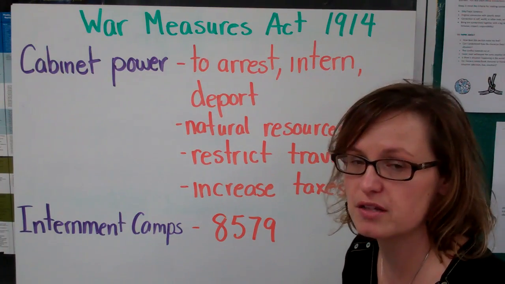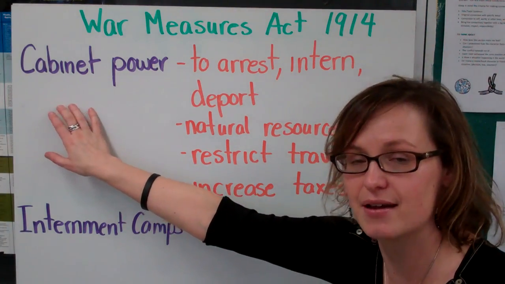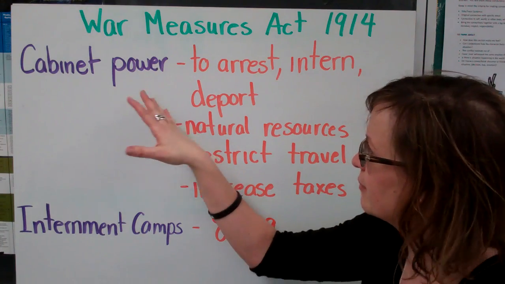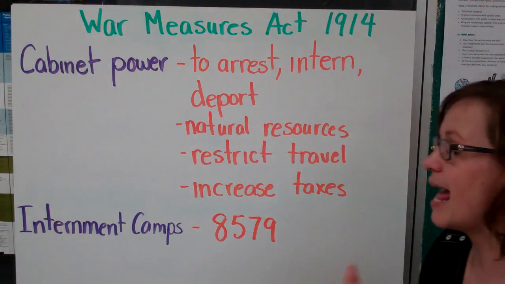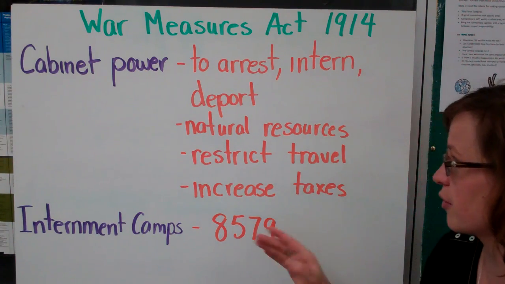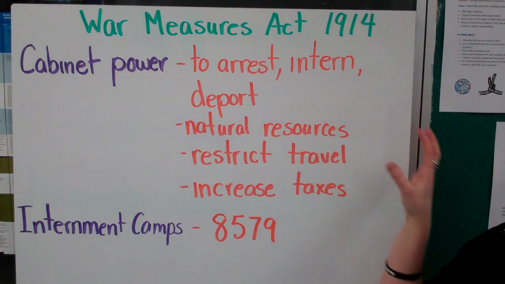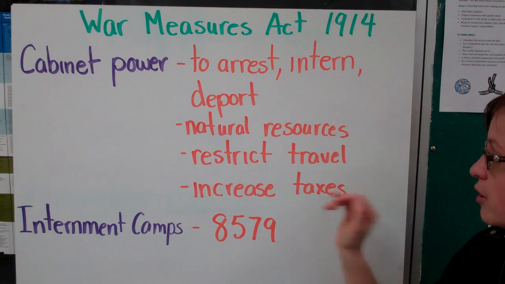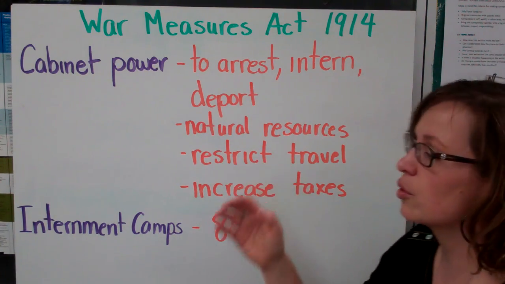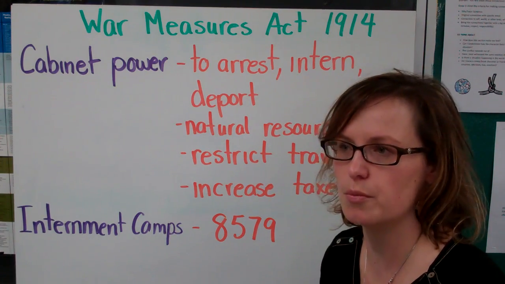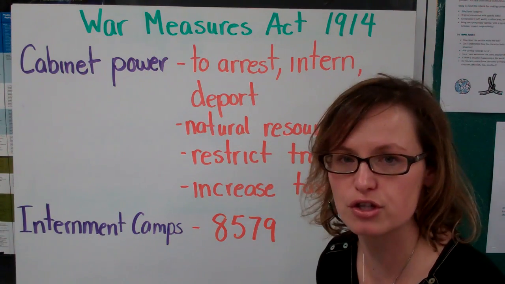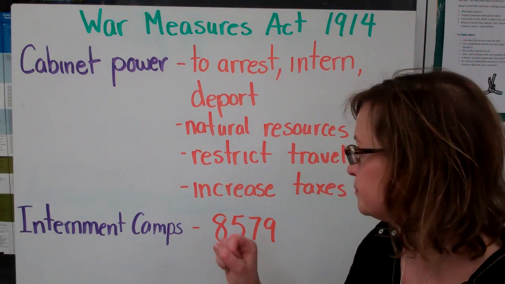And one of the major parts of this act was they gave the cabinet in the government a lot of power. And some of their powers were, they had the power to arrest, intern, or deport anyone from Canada back to another country. They had the power to control all natural resources, restrict travel, and increase taxes. So if there were any resources that they felt would help to manufacture something for the war or could be used for the soldiers, they now were in control of it.